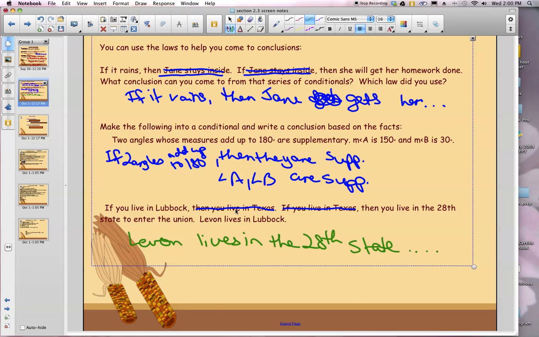In this case, we actually used both the laws. We used the law of syllogism to cross out the matching pieces and get a more concise conditional. And then we used the law of detachment to say that since the hypothesis of our conditional was true, the conclusion would have to follow.